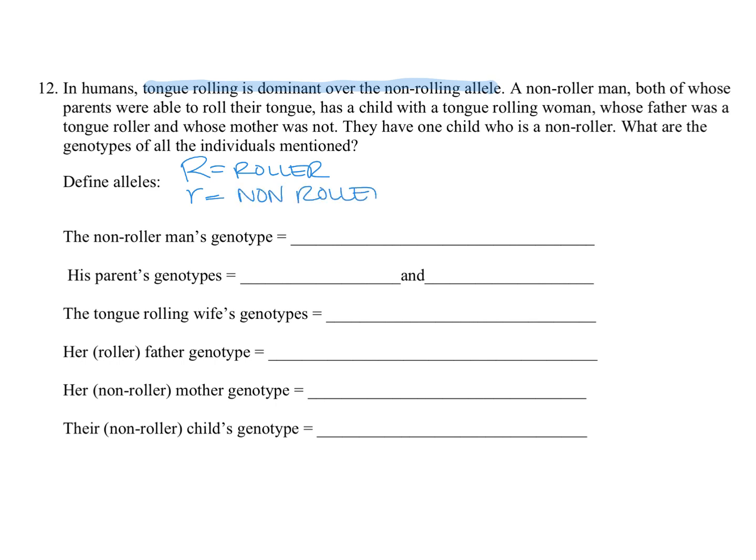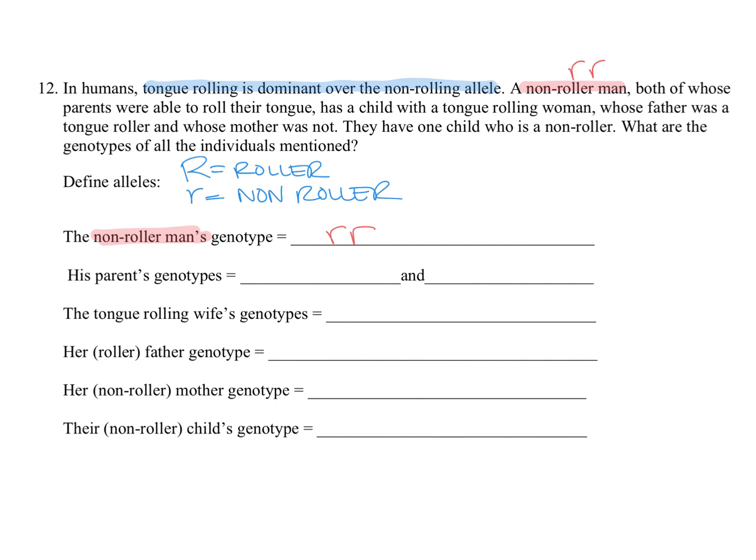Okay. So I think the best thing to do when you get a problem like this is highlight every person in a different color. So we have a non-roller man. So this non-roller man, if non-rolling is recessive, that means his genotype has to be little r, little r. Okay, we'll do one more together, and then I think you'll have the hang of it.